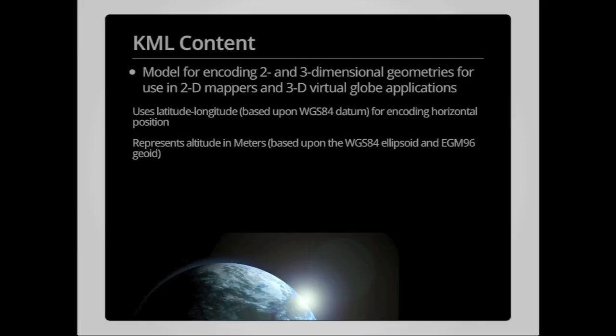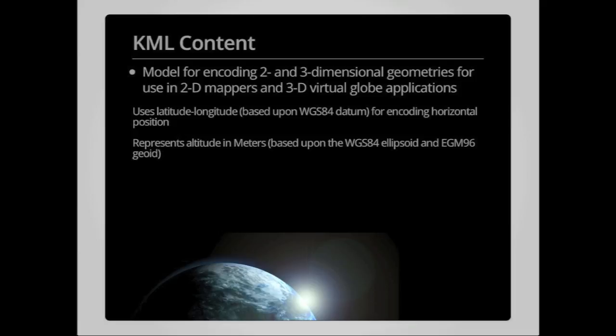So the KML content model allows for the encoding of both 2- and 3-dimensional geometries for use in 2-dimensional mappers and also in 3-dimensional virtual globe applications like Google Earth. So you can imagine, in terms of the 2-dimensional mapping capabilities, being able to bring a KML file, say, into ArcGIS or another 2-dimensional GIS application, and being able to display those 2-dimensional geometries within that system.